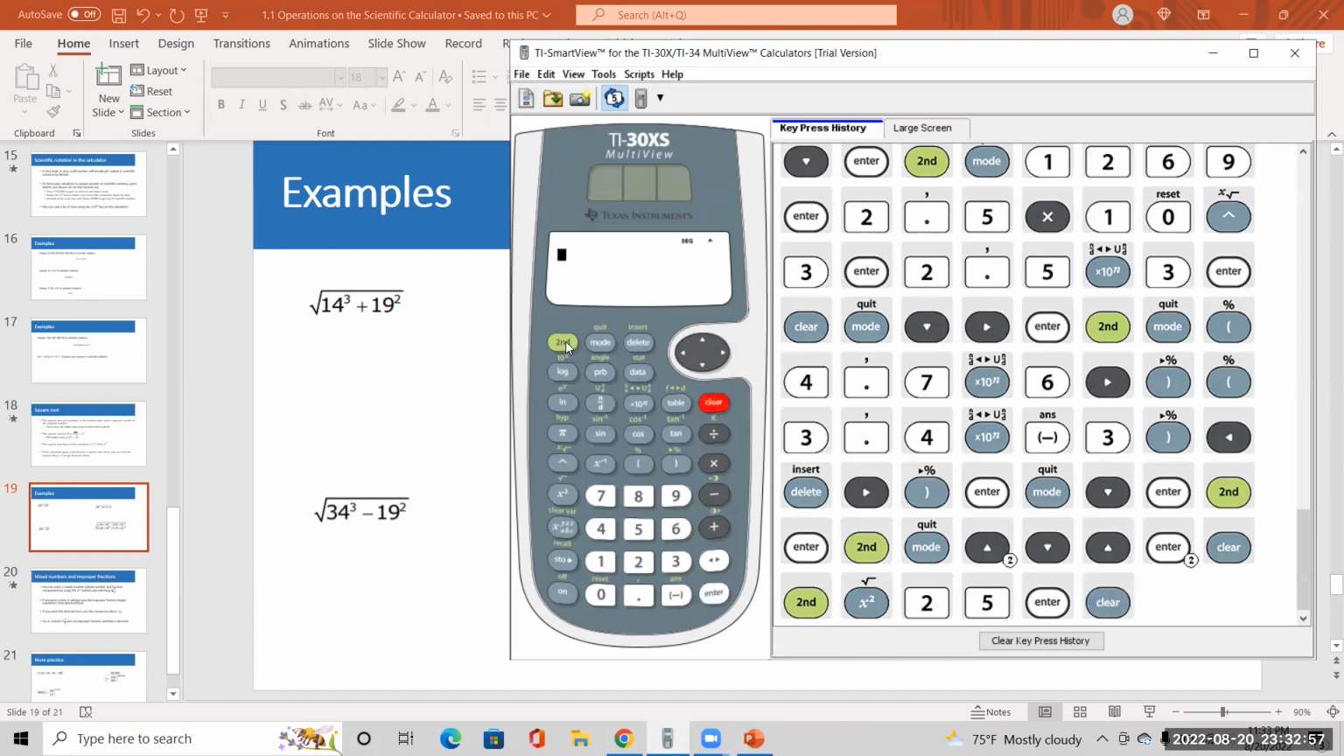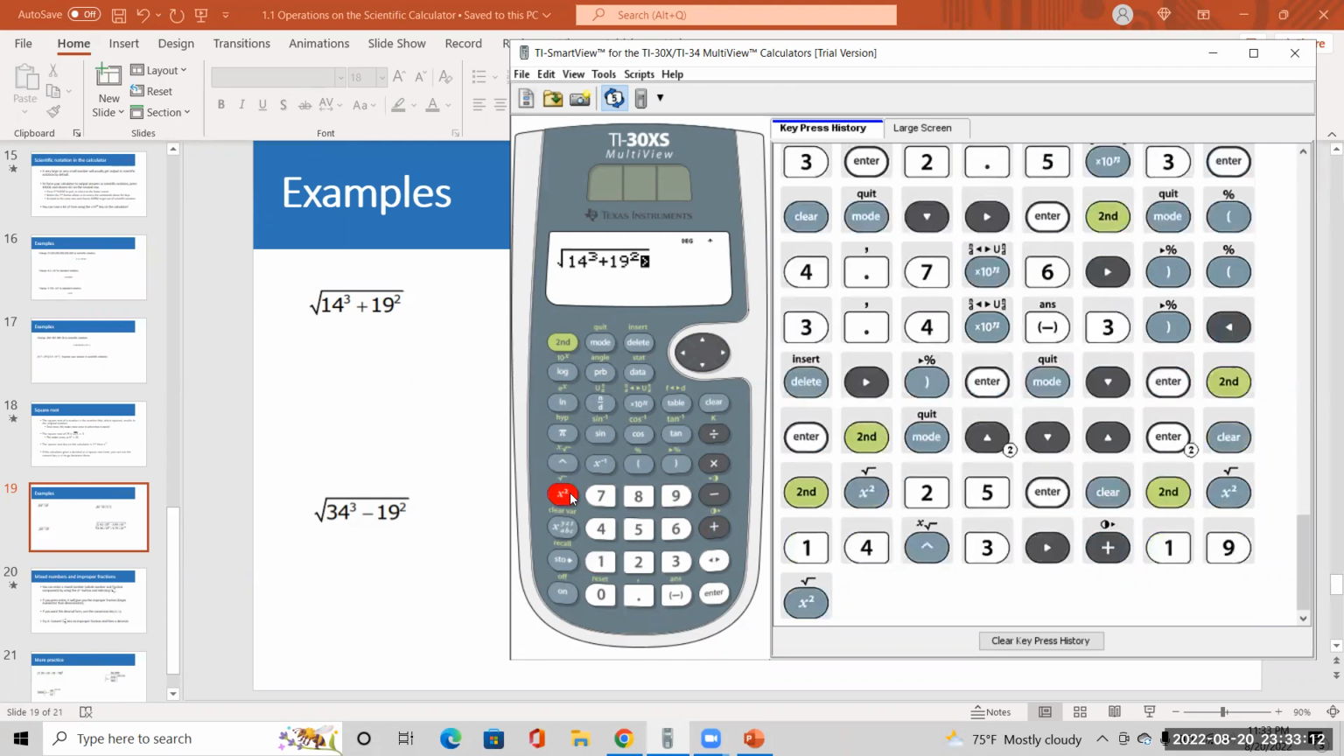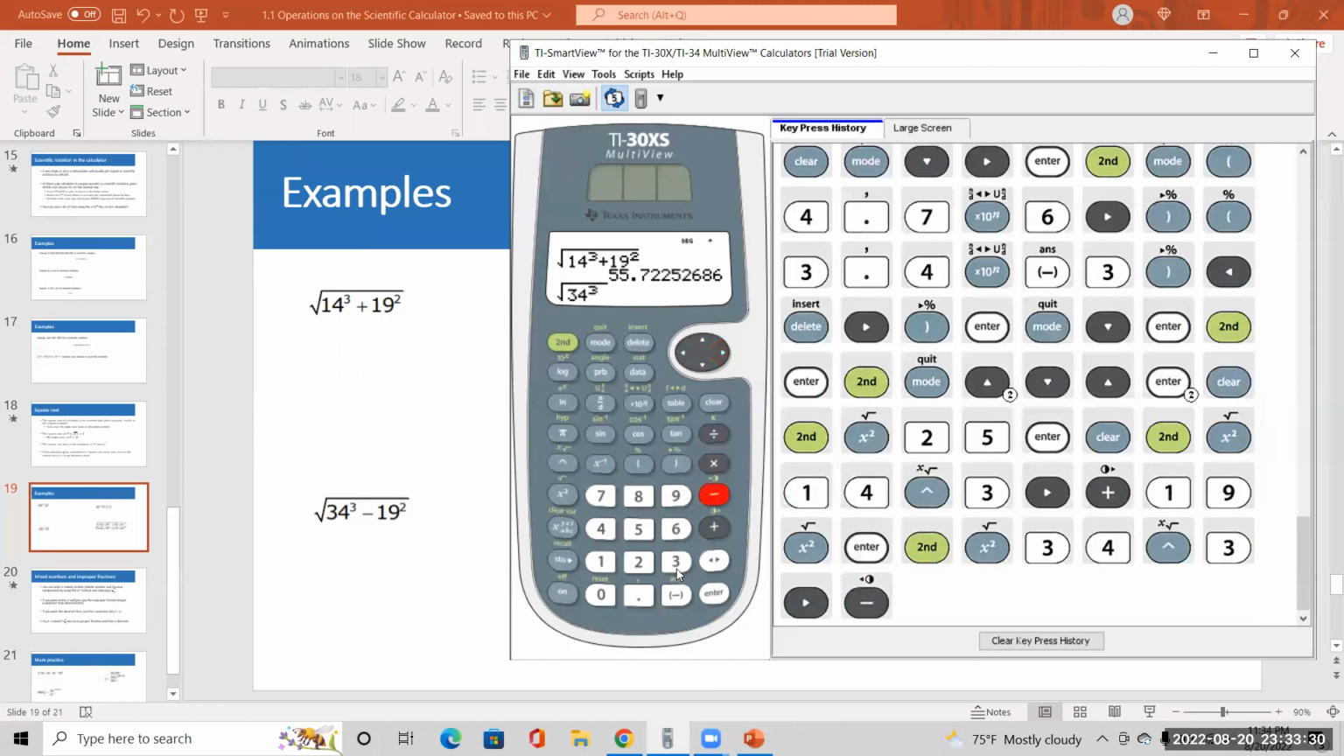Let's clear what we have. Let's open our radical. And let's see, 14 to the 3rd plus 19 squared is going to give us 55.72 roughly. For the next one down, we can have 34 to the 3rd minus 19 squared. Press enter. That's going to give us 197.34-ish.